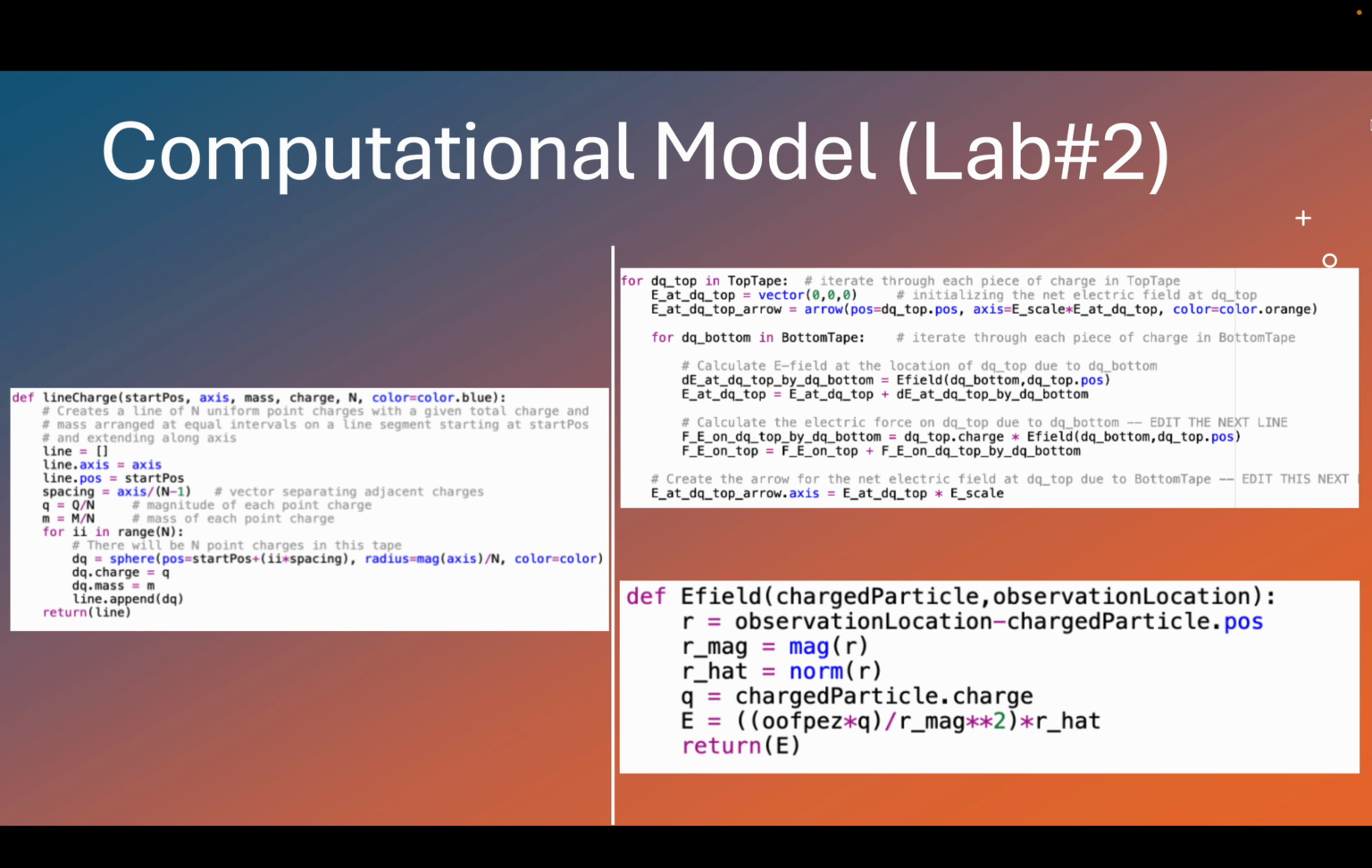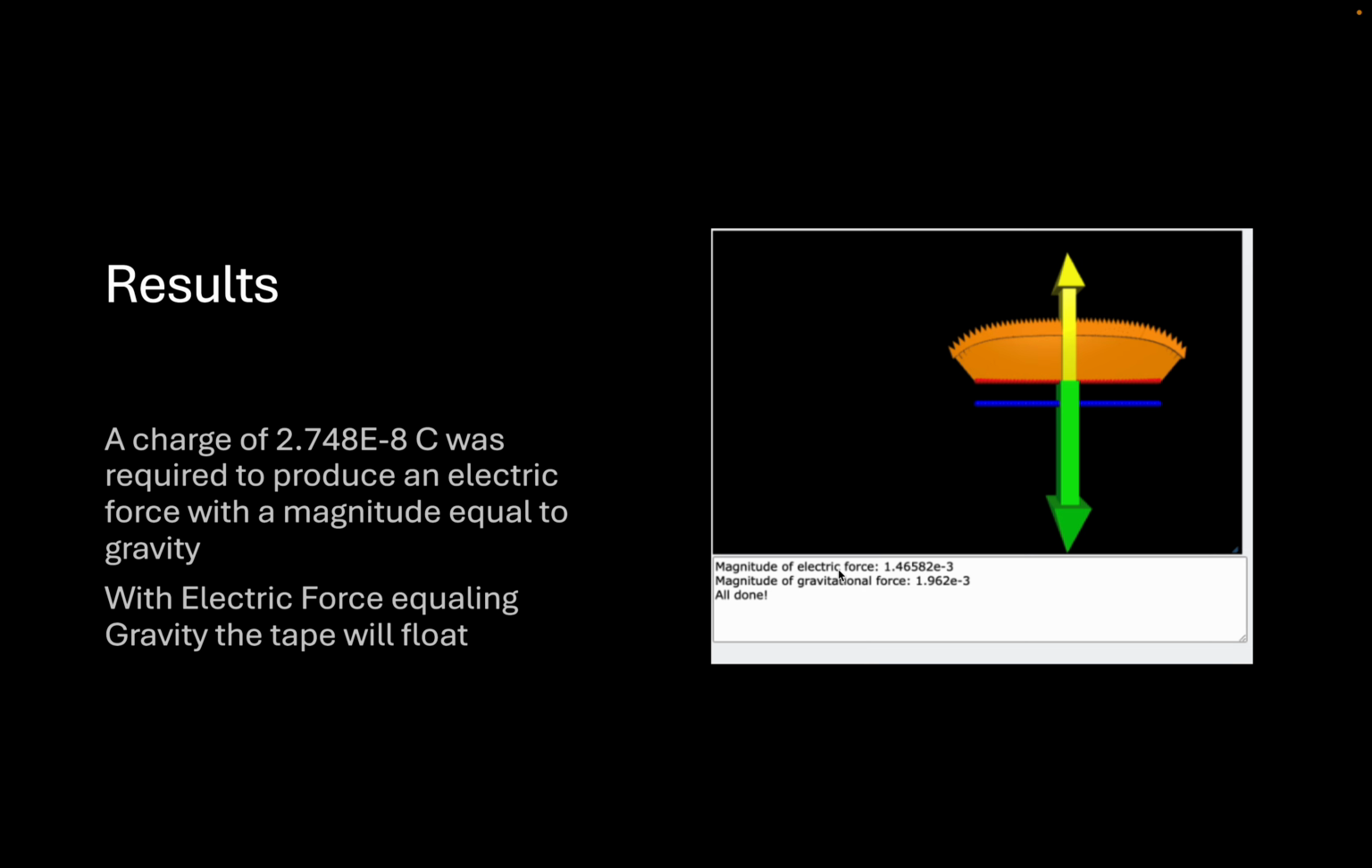So here's the computational model from Lab 2. It's a lot of lines, but essentially this is the electric field that we have here, and this is the code for the line charge. And this is an example of the superposition principle, because we have two for loops. That's a good example of how superposition is applied.